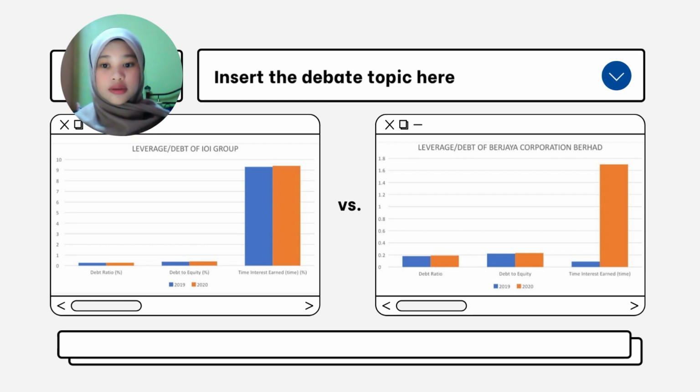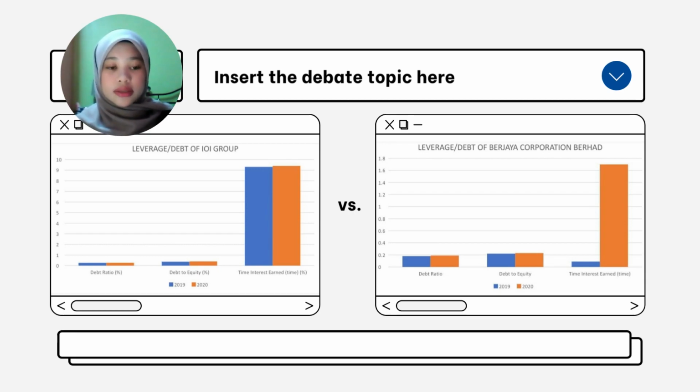increasing to 0.40%. Last but not least, the data of times interest earned in 2019 is 9.31%, and it increased in 2020 to 9.40%. We can compare to the second company, which is Berjaya Corporation Group.